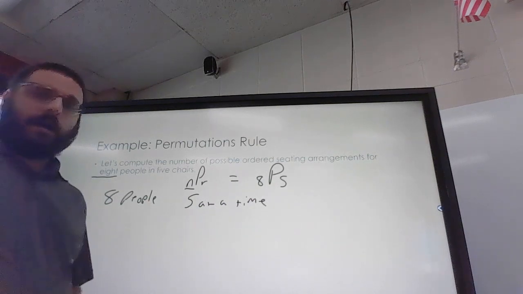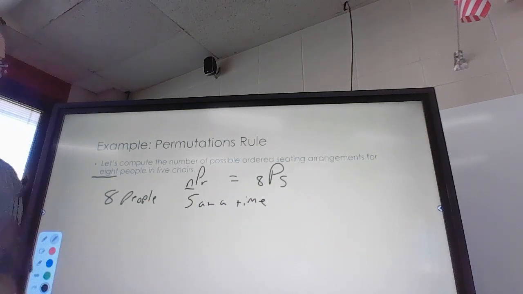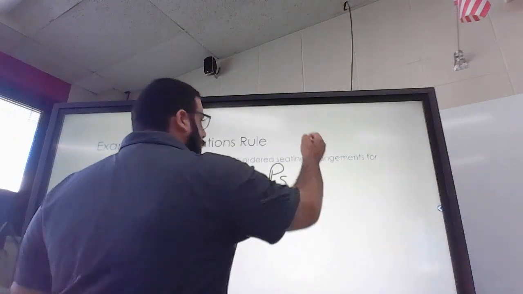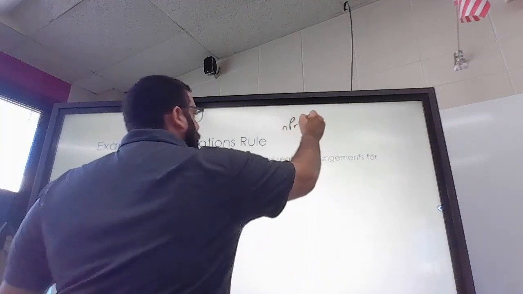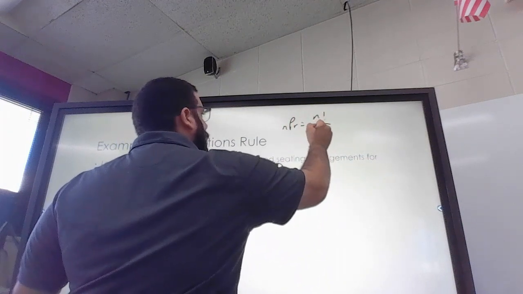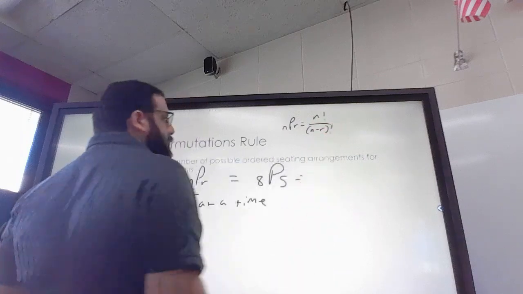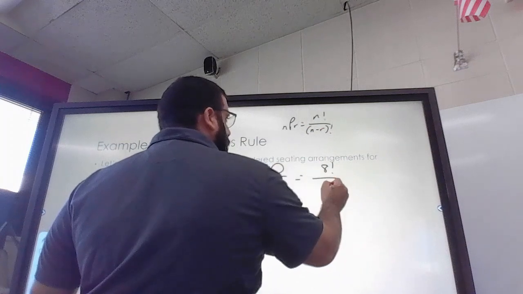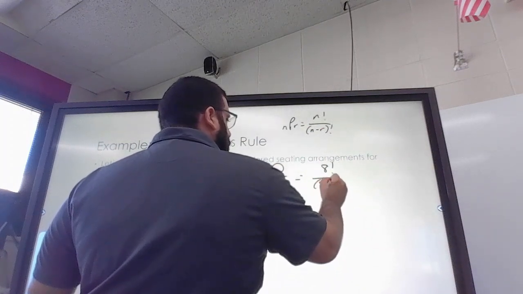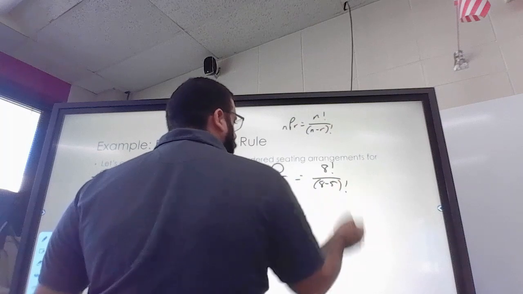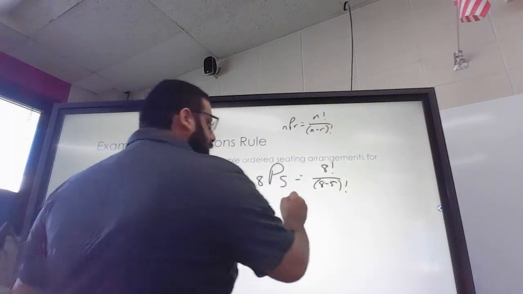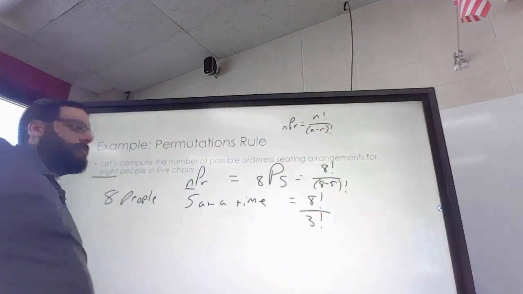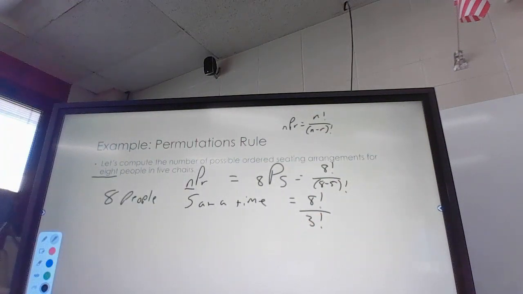Okay? I'm going to show you how to do it by hand, and I'm going to show you how to do it using a calculator. So to do it by hand, use the formula, right? nPr equals n factorial over n minus r factorial. Okay, so that's 8 factorial divided by 8 minus 5 factorial. Now if I simplify this, this becomes 8 factorial over 3 factorial.